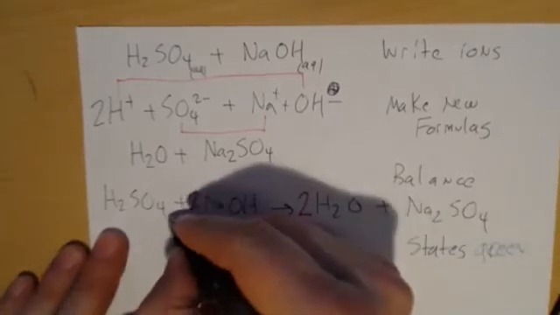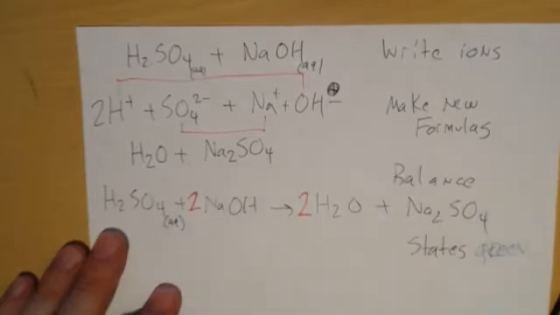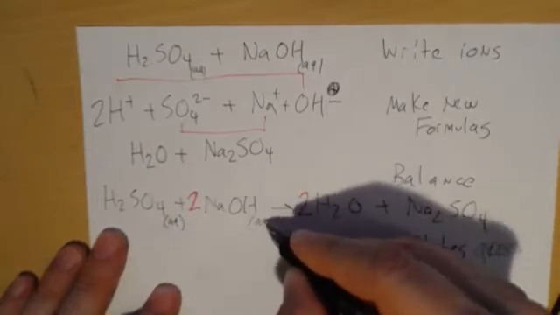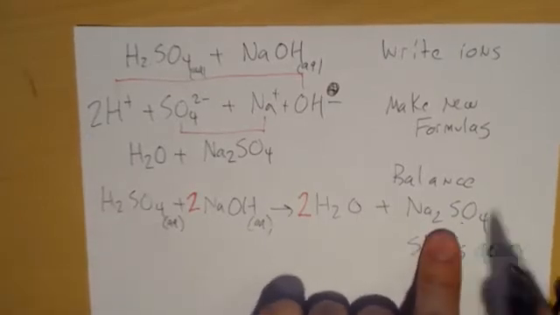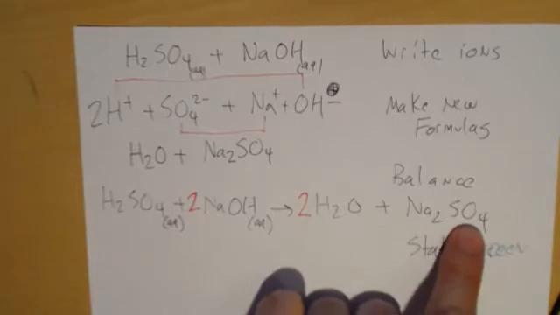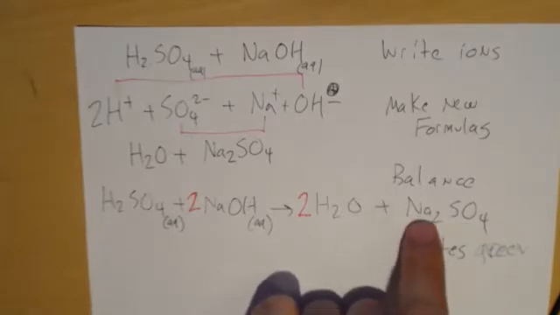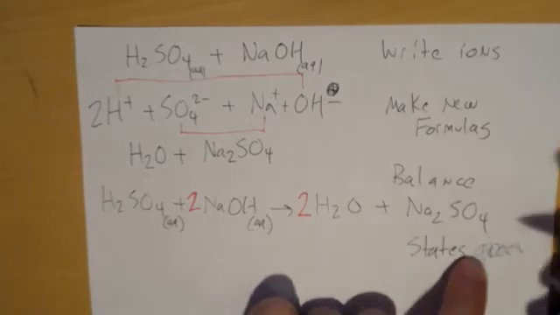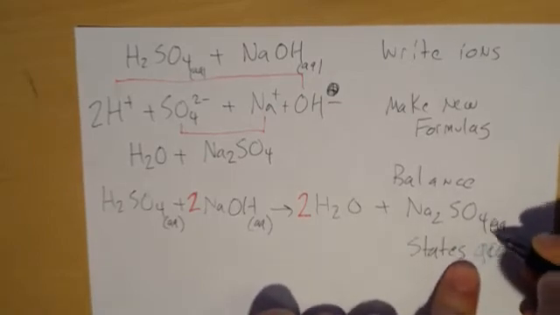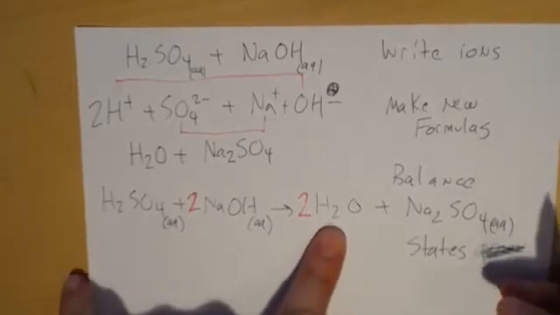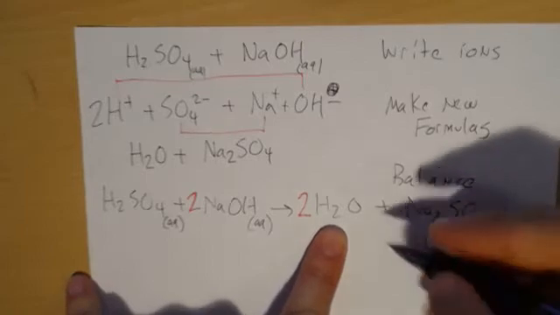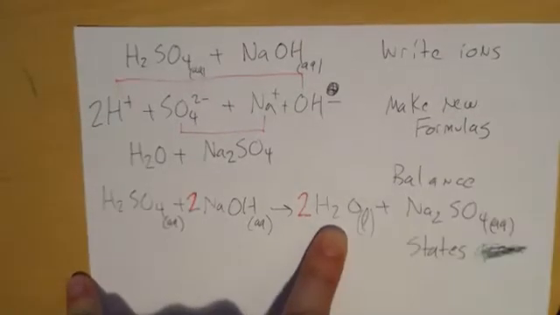Okay, so the states. So these were both aqueous. They were given to us as aqueous. What about that one? I'm going to look that one up on a table. And the table will say sulfate is usually aqueous unless it's with calcium, barium. But what about sodium? Sodium's always soluble. So this one is actually aqueous. What about water? It's a liquid. Okay, so we finished step 4, right?